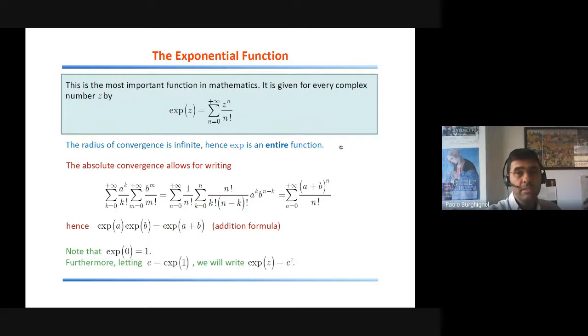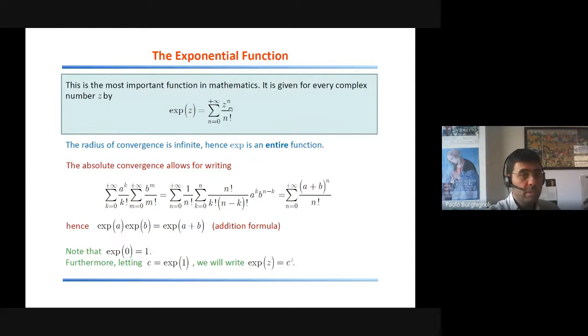And this means that the series converges absolutely everywhere, and the absolute convergence allows us to evaluate the product of two of those sums by rearranging the terms, because when a series converges absolutely, you can apply the associative property. And if you do that with some smart tricks from combinatorial analysis, you will discover that the product of two exponentials, so the exponential of a, say, times the exponential of b, is equal to the exponential of the sum a plus b, which is the well-known addition formula for the exponential function.